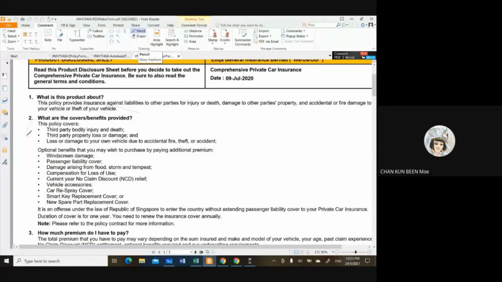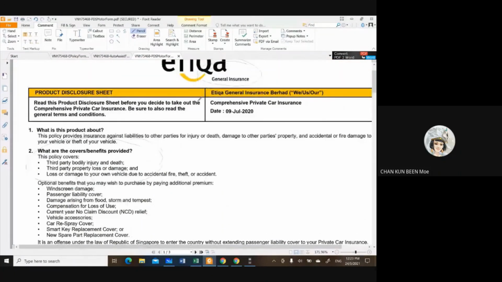Here, the second part. This policy covers third party bodily injury and death, third party property loss or damage, and loss or damage to your own vehicle due to accidental fire, theft, or accident. Exactly just like the comprehensive premium. You can see it's written over here, comprehensive private car insurance. So that one is the coverage for the policy.